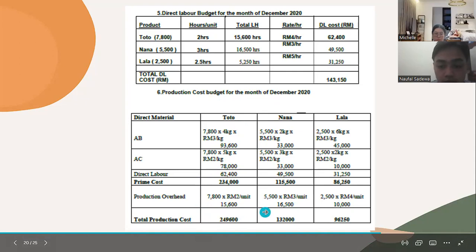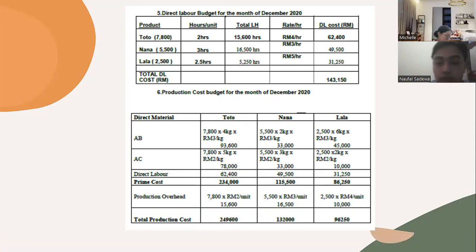For Toto the total is 22,409,600 and then Nana 132,000 and then Lala 962,500.